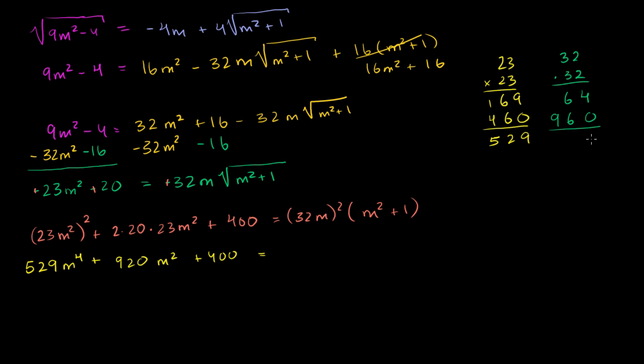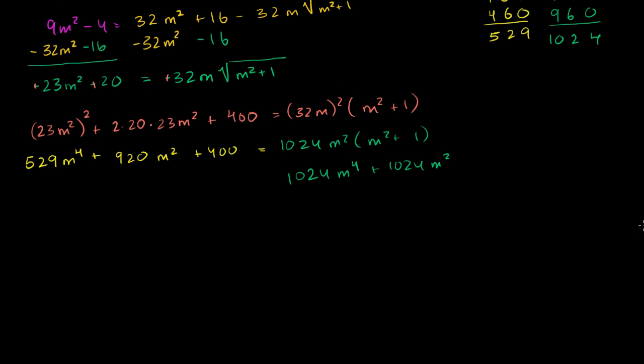But anyway, 4 plus 0 is 4. 6 plus 6 is 12. And then you have, so it's 1024 is equal to 1024. That's the 32 m squared times m squared plus 1. Or another way, this is 1024 m to the fourth plus 1024 m squared. And now we are in the home stretch.